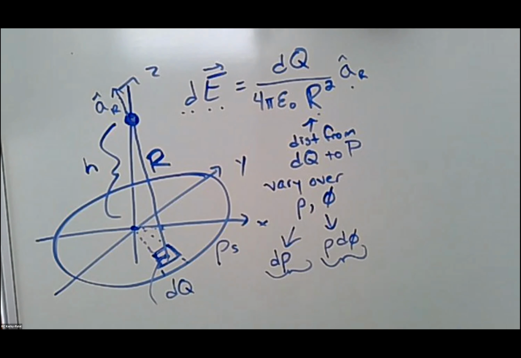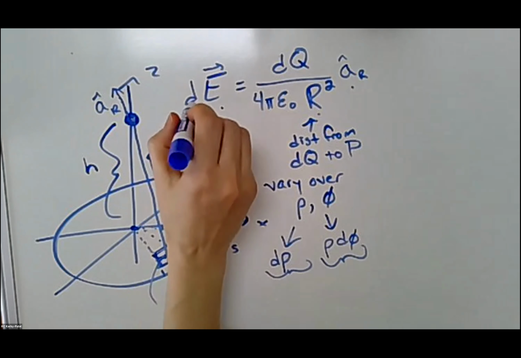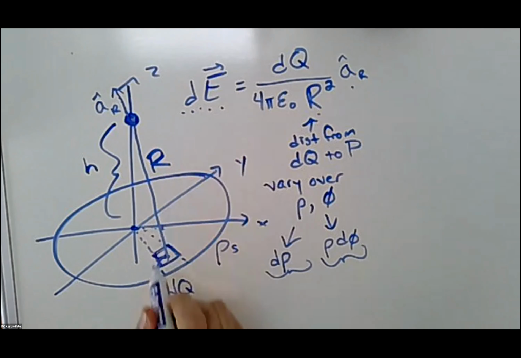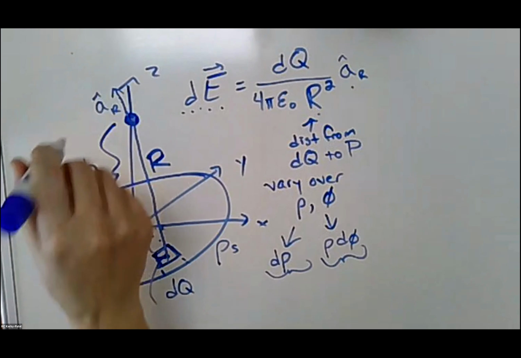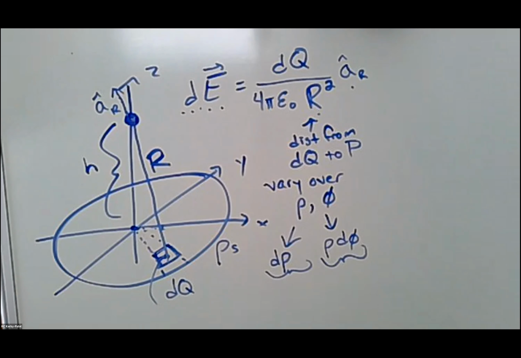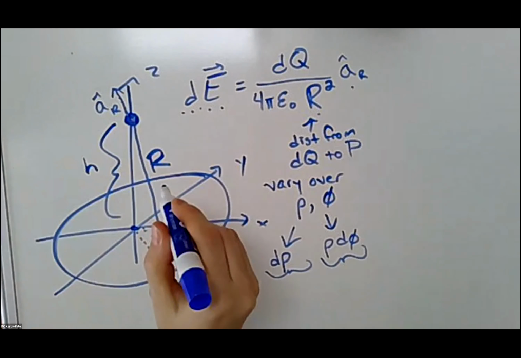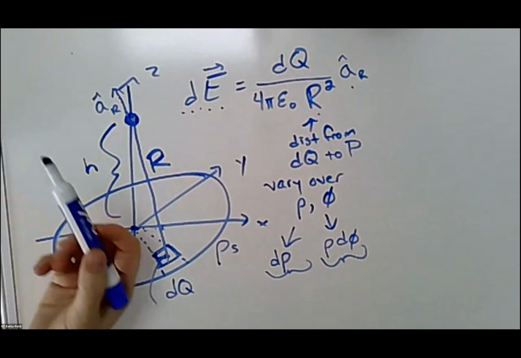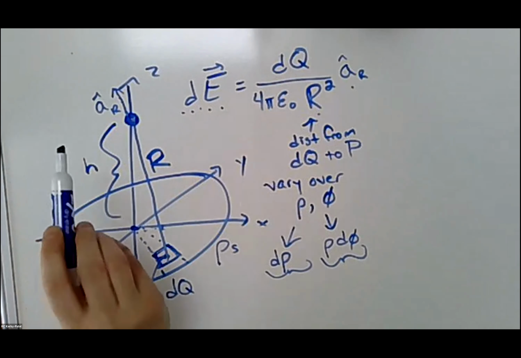Here comes the symmetry argument. Check this out. The differential electric field component due to this dq has a z component, but it also has a radial component, right? It has some rho component away from the z-axis. It doesn't really have a phi component because there's no component that is circulating around. There's nothing that's going to the side, but it is going away from the z-axis along here.